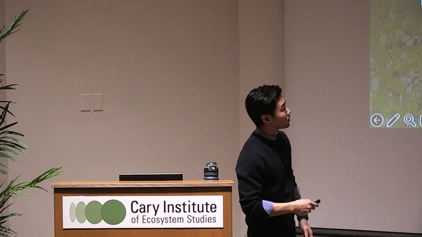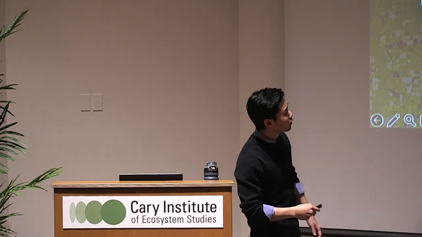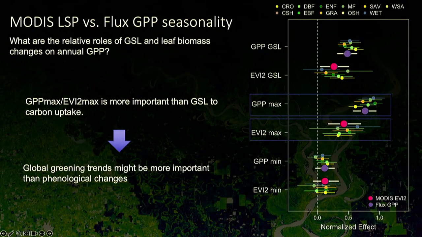The second thing we did was, since we want to understand the relative effect of GSL, growing season length, and the maximum and minimum predictors, their contribution to the annual GPP, we normalized the model, and here shows the result. These big dots are averaged effects, and those small dots are biome level variation. The most important thing for this figure is that you will notice the maximum predictors' magnitudes are higher than growing season length and the minimum. So this suggests that the maximum leaf biomass you can have would have a larger effect than growing season length changes on annual GPP or annual carbon sequestration.